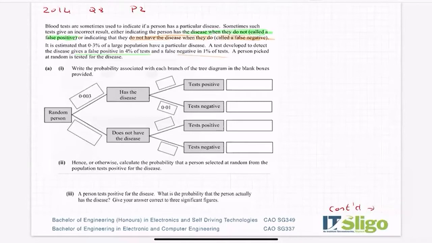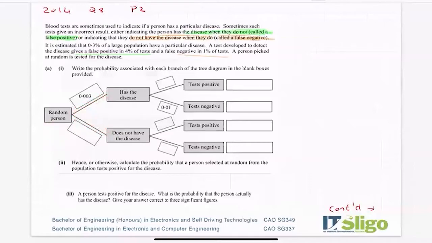A person picked at random is tested for the disease. It takes a little bit of time to just wrap your head around false positives and false negatives, okay? So just keep coming back to what I've highlighted in green and orange when you need to figure it out. So a tree diagram starts from the left and you work your way over. So you pick a random person and you're wondering, do they have the disease or do they not?